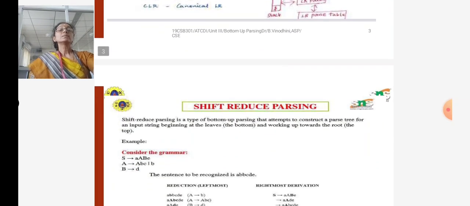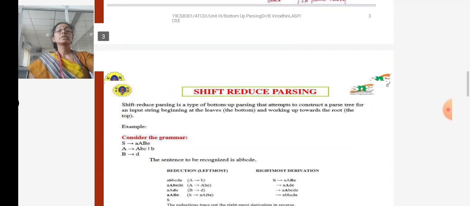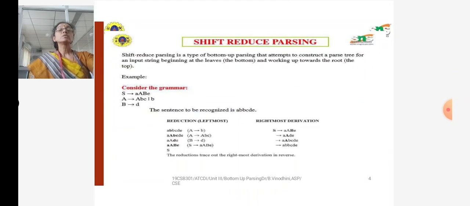The LR parser mainly works based on shift-reduce parsing. Shift-reduce parsing is a type of bottom-up parsing that produces the parse tree, and we parse the input string using stack construction. In shift-reduce parsing, mainly four actions are done: one is shift, another is reduce, another is accept, and finally we have error.